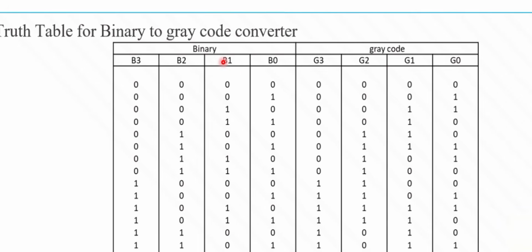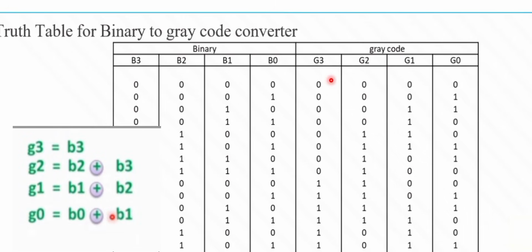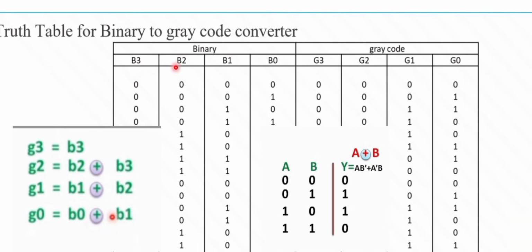So this is a binary to gray code converter table. The combinations are from 0000, 0001 up to 1111. For this, how has the output been derived? Let us discuss G3, G2, G1, G0. How is G3 calculated? G3 is equal to B3. Then how is G2 calculated? G2 is calculated with the help of the equation B3 exclusive-OR B2. We are using an XOR gate.